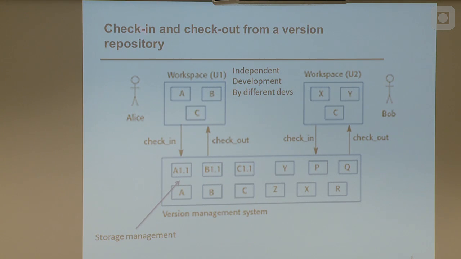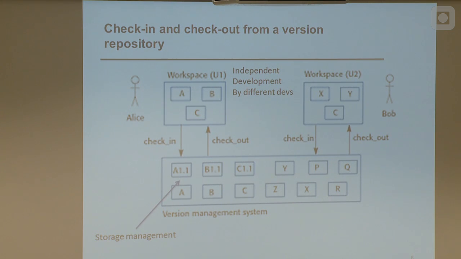You see here that Alice is working on A and B, and Bob is working on X and Y, but we have this C that is common to both Alice and Bob, and the version management system should allow people to work on the same configuration items by helping them not to make mistakes when they use the same items.